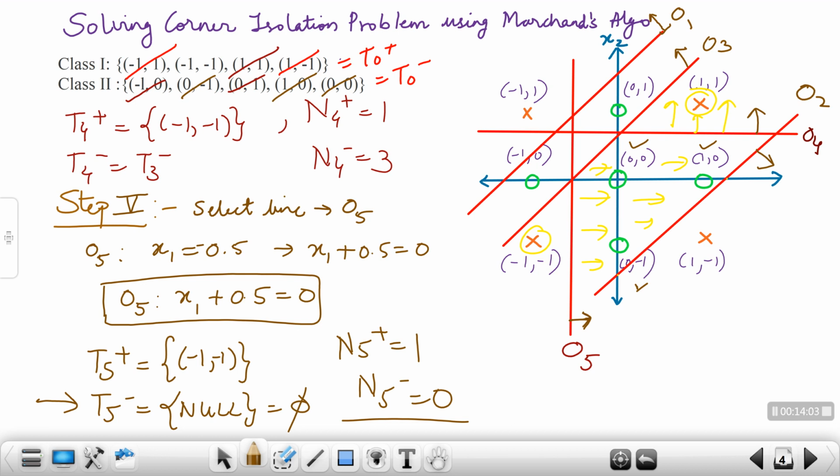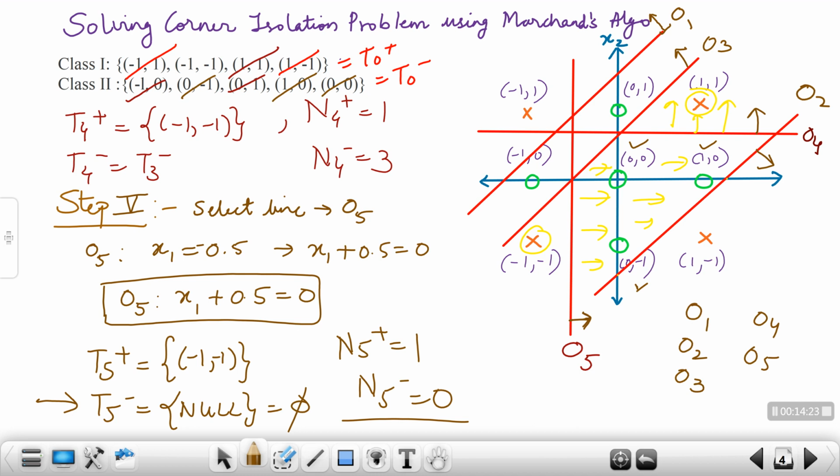But now, this is Marchand's algorithm, so the weights are remaining. So in this step 5, in 5 steps what we have done is that we have found out the equations for O1, O2, O3, O4, O5. So how many nodes are there in the neural network?